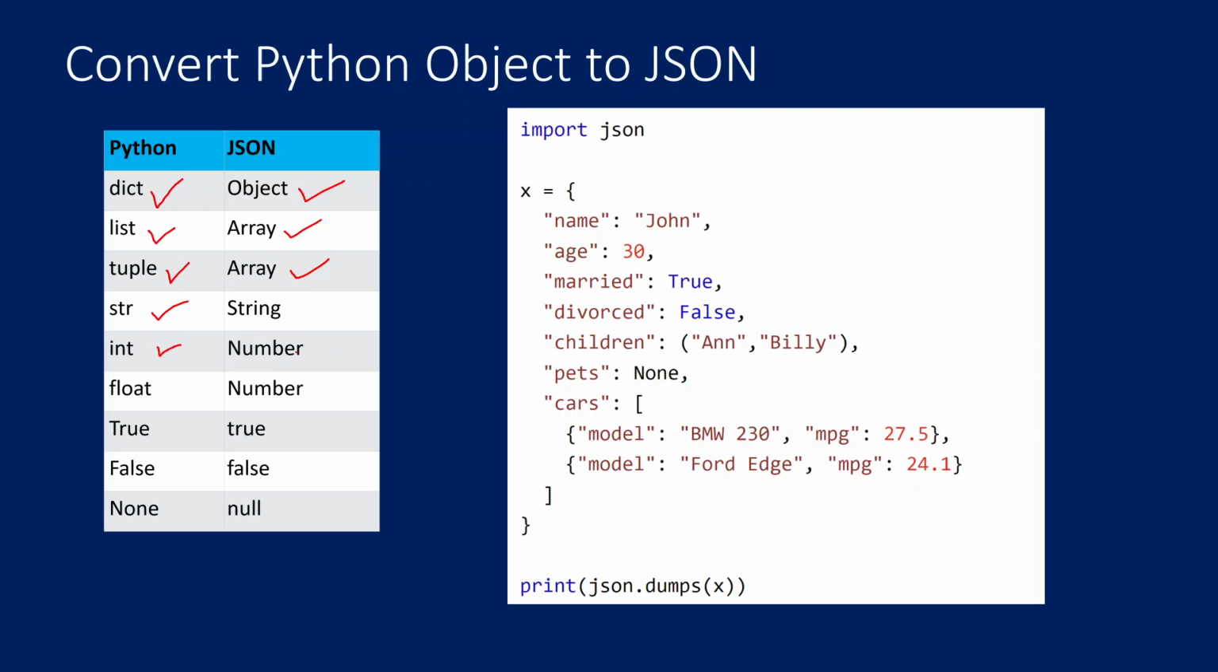An int means a number in JSON. A float also means a number in JSON. True will become true. There are boolean values, and None is like empty or nothing in Python, which will become null in JSON. Let me practically show you this.